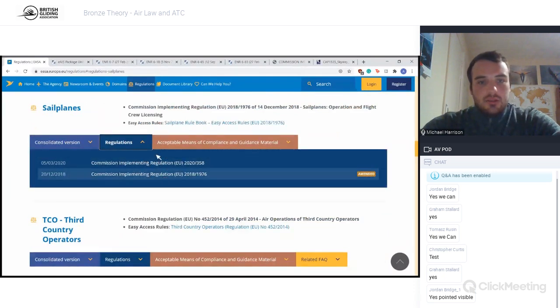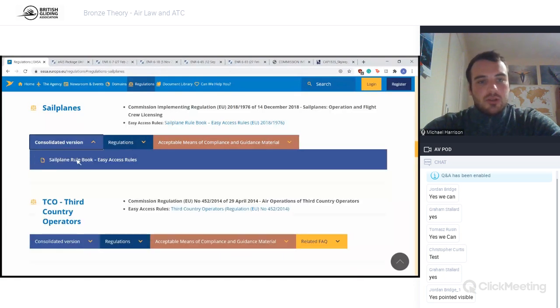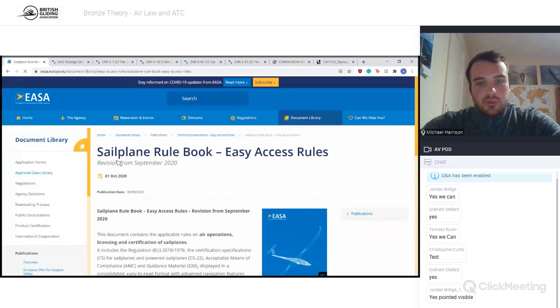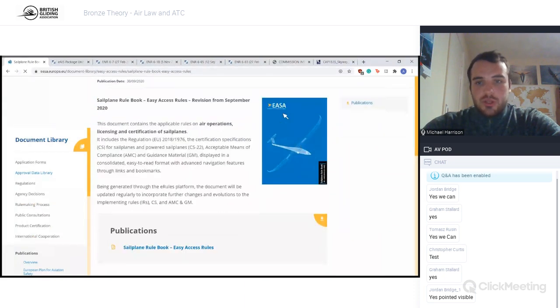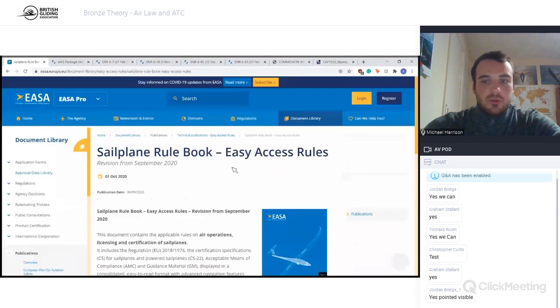We have their regulations. That's the heavy legal text that we don't like. We have our acceptable means of compliance. This is the EASA's opinions, and in consolidated version, we have the sailplane rulebook here, easy access rules, as they call them. And this is what you get if you click on it, a nice consolidated book with everything you need to know about gliding in theory.